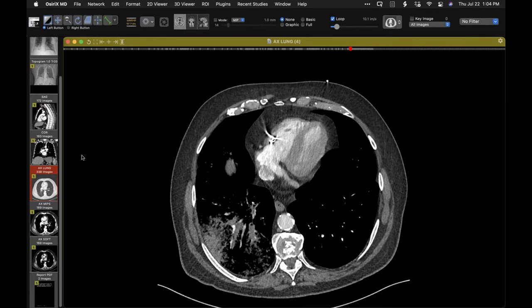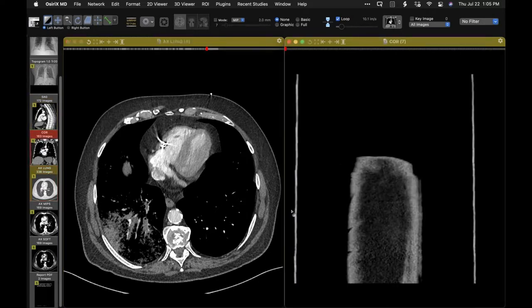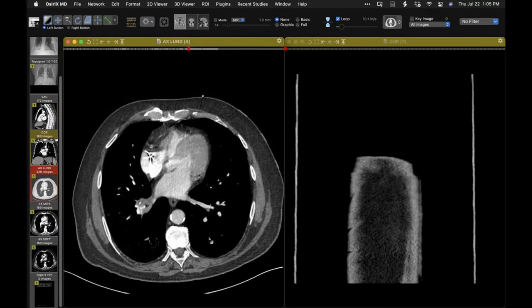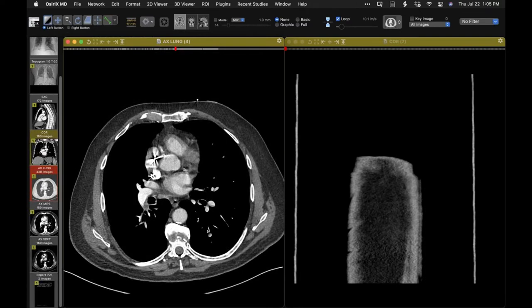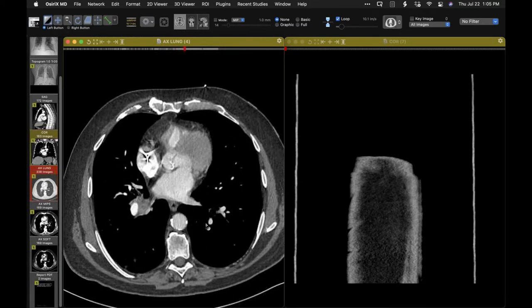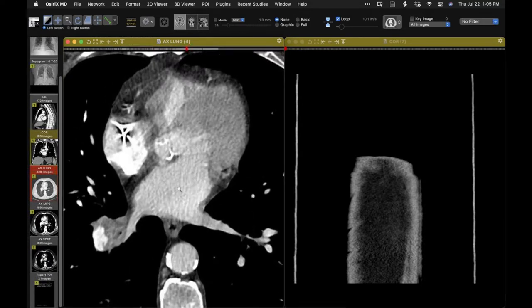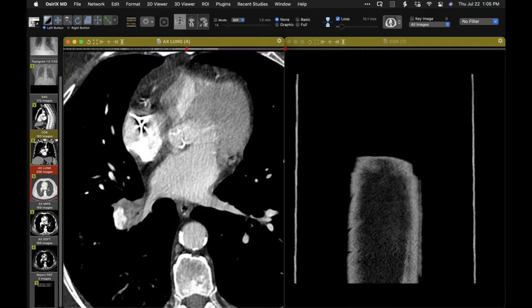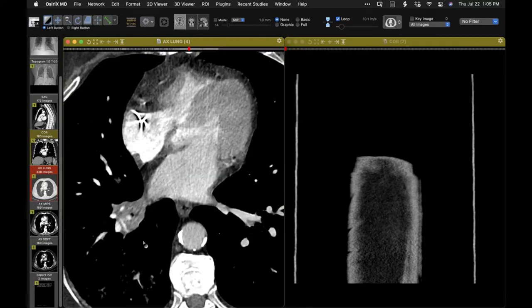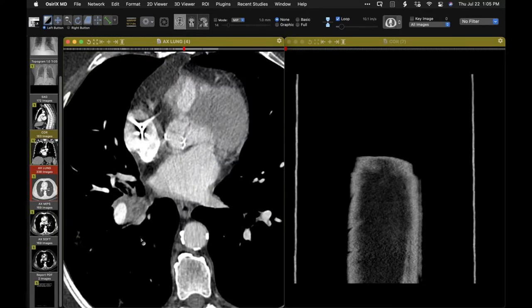Then I'm going to bring alongside the axial the coronal, say. So the finding of note is going to be right here. And when I get there, I'll zoom in for you, which is right here. And I'll bring it up on the coronal in a moment.